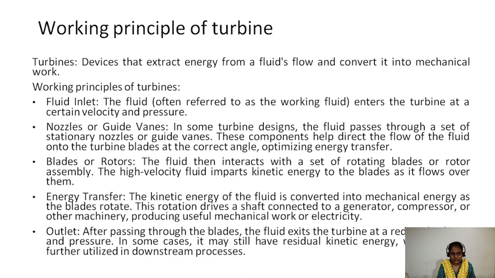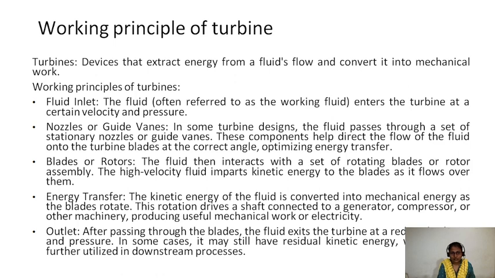The fluid inlet. The fluid, often referred to as the working fluid, which can be liquid or gas, enters the turbine at a certain velocity and pressure. Then there are nozzles or guide vanes. The fluid passes through a set of stationary nozzles or guide vanes. This component helps direct the fluid onto the turbine blades at the correct angle, optimizing the energy transfer.